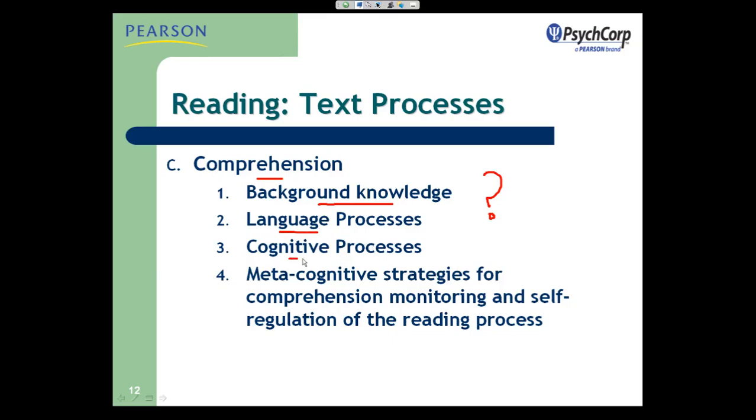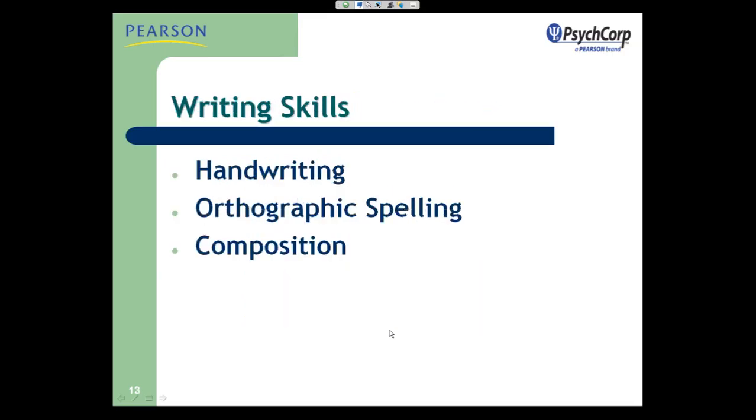What about cognitive processes? Are you able to encode the information that you hear, the information that you see? Are you able to link the sound to the symbol? And also, are you able to monitor and regulate your own behavior as you're reading? If you are not getting the meaning, do you know that you need to stop and maybe reread or do something differently?